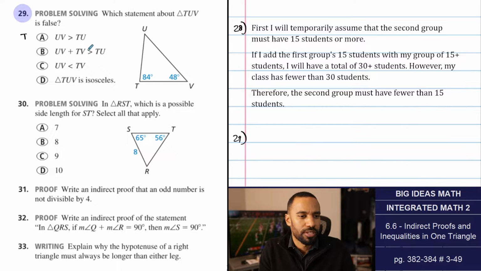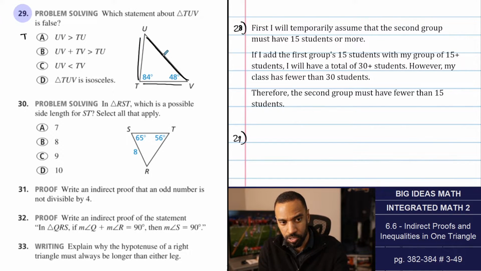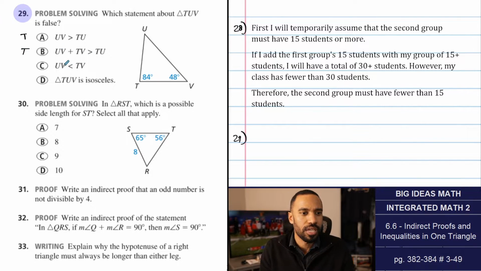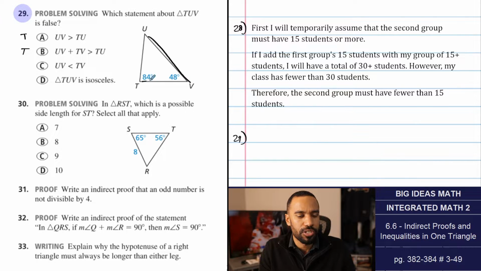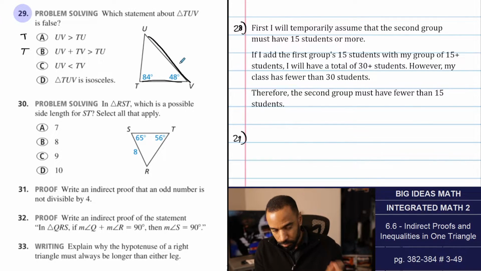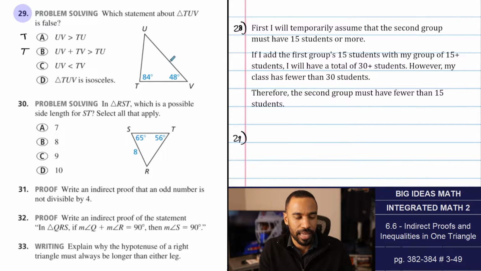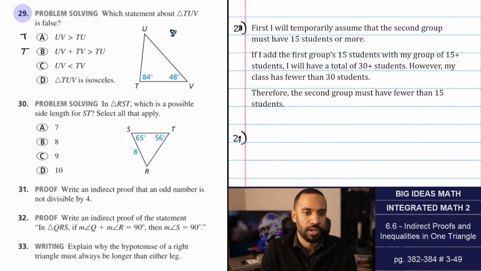B, UV plus TV has to be greater than TU. Here's UV, here's TV. This has to be greater than TU. That's true for all triangles. As long as we're talking about sides of a triangle, this absolutely must be true. C, UV has to be less than TV. Here's UV, here's TV. We don't know TV's angle opposite, but we can calculate that. That's what we should work on. Let's look at 84. I'm just going to write it over here.